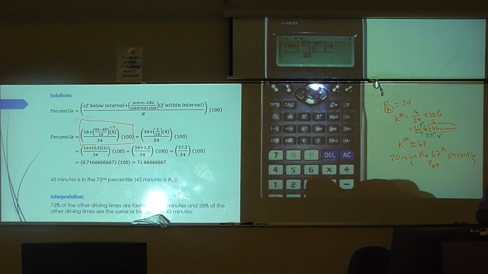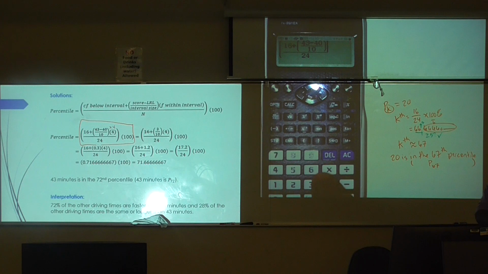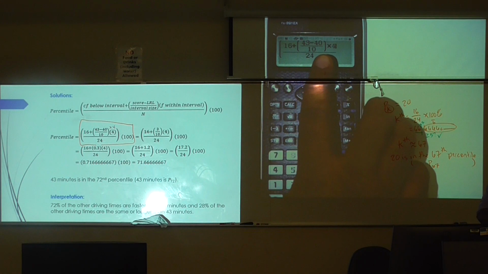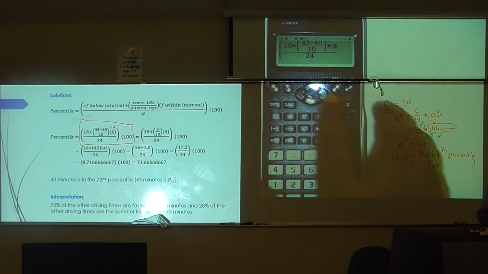So I'm going to put times 4. Oh, that's divided by, smart guy. Times, which is right next to it, 4. Okay, we have the multiplication there. So now I'm done with this fraction here. I'm going to jump outside the fraction by pressing right.